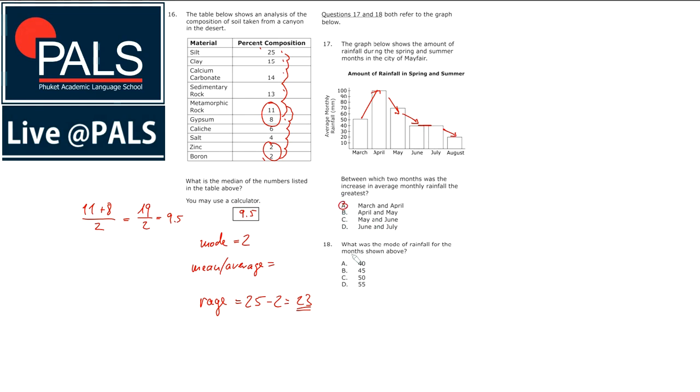March and April. What was the mode of rainfall for the months shown above? Again, mode, we just talked about this, is the most reoccurring number. We can see that we have 2 months here that have the same amount of rainfall, so therefore that's going to be the mode, and we just check how much is that. That is around 40, so the answer is A, 40.